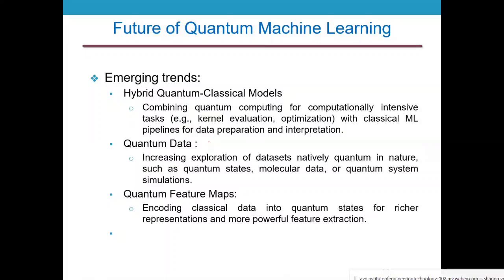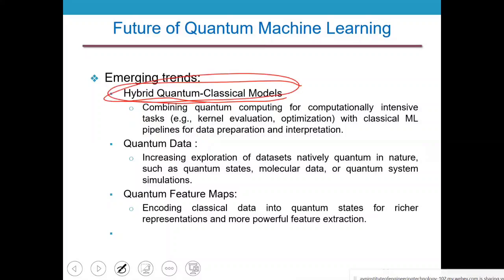Then coming to the future trends of quantum machine learning. Where you need to focus is on developing new models, namely hybrid model development. Hybrid is the combination of quantum and classical models. This is one trend, and many researchers are working on it: combining quantum computing for computationally intensive tasks like kernel evaluation and optimization, with classical machine learning principles for data preparation and interpretation.